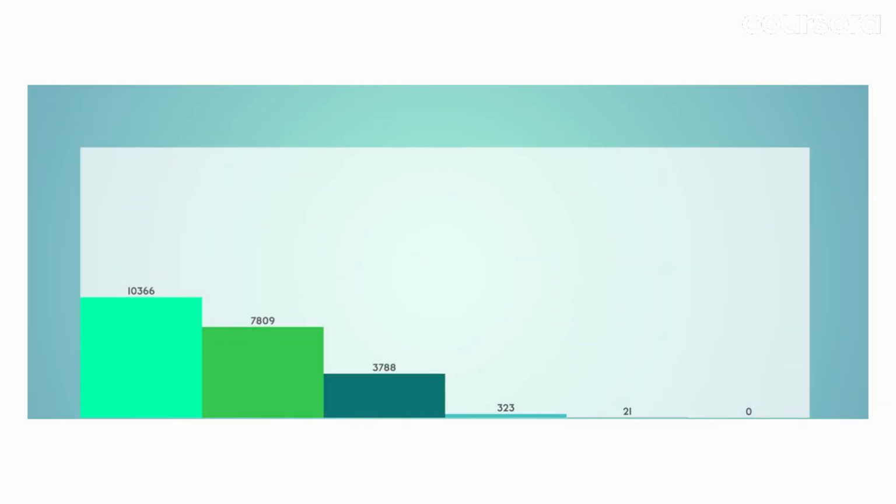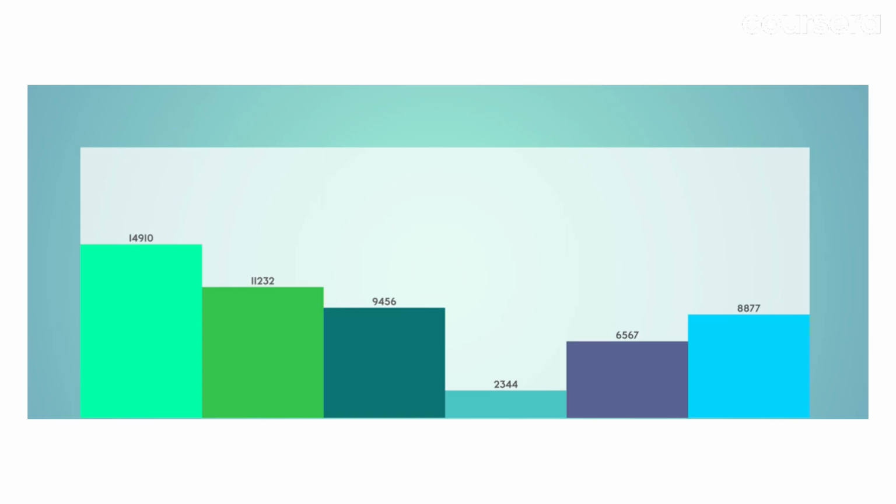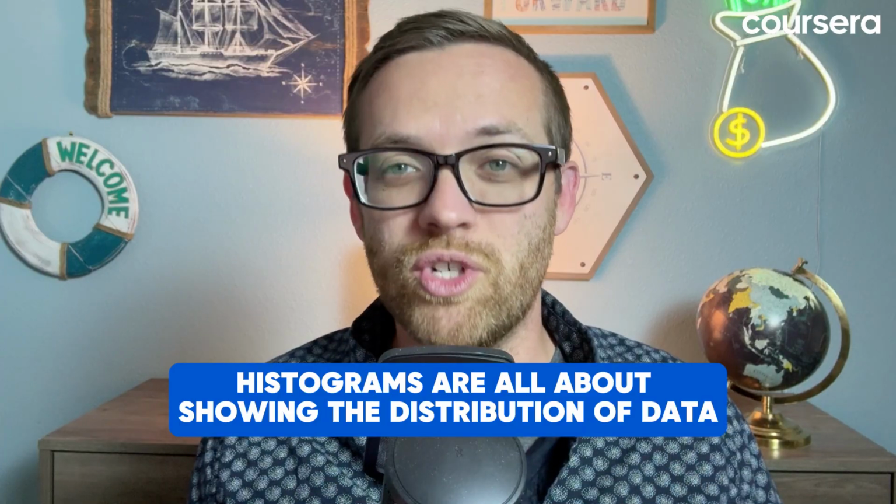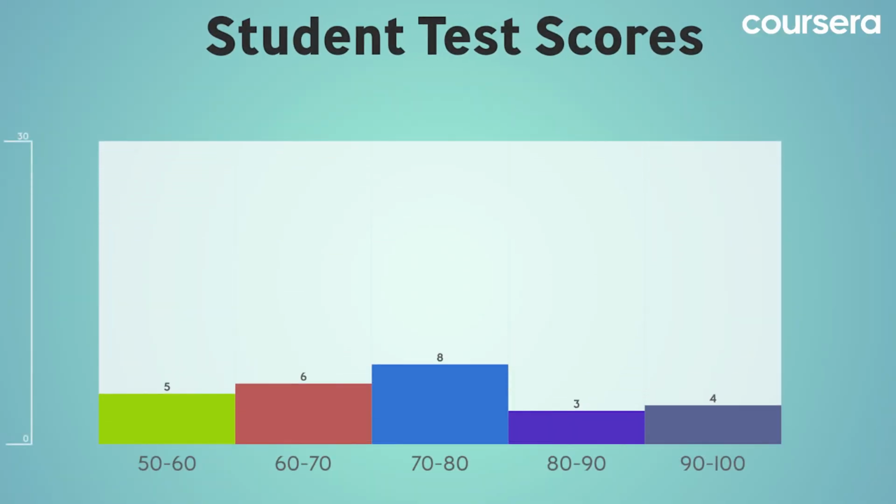Now let's talk about histograms. While histograms might look similar to bar graphs, they're used for a different purpose. Histograms are all about showing the distribution of data. They display how data is spread across different ranges or intervals. Instead of comparing separate categories, histograms group data into ranges, which helps you see the frequency or distribution of values in a data set. For example, you might use a histogram to visualize the distribution of exam scores in a class. How many students scored in the range of 70 to 80, 80 to 90, and so on.